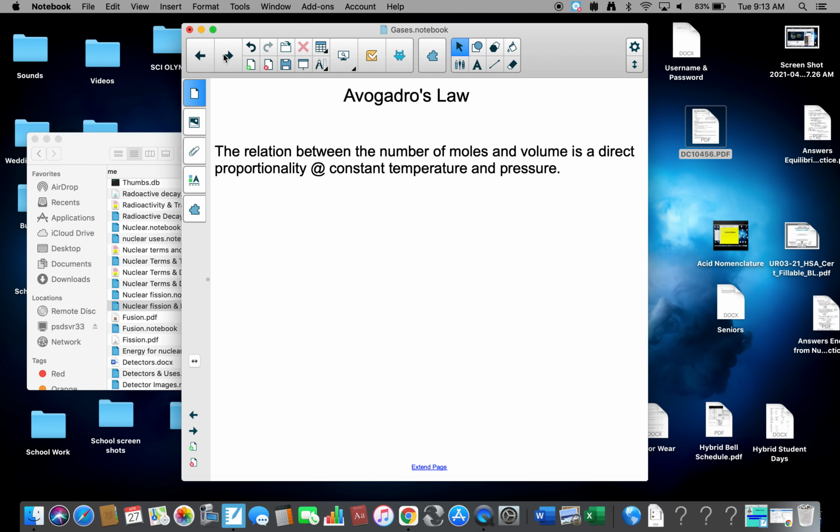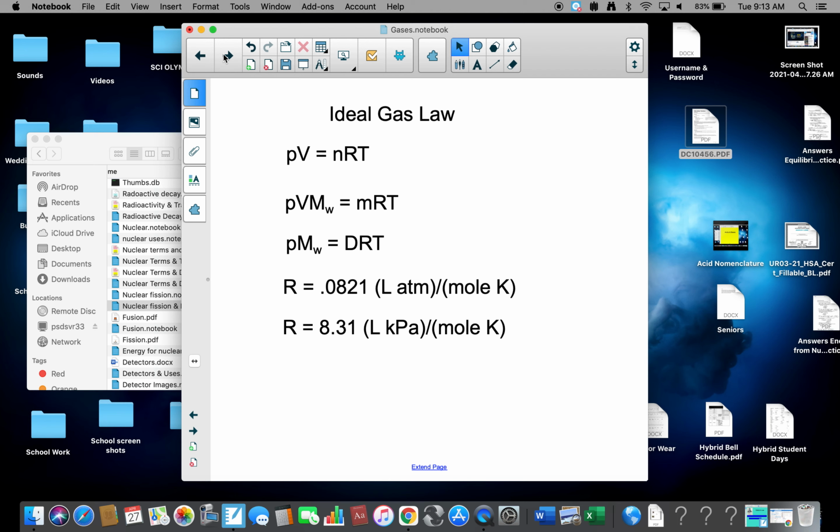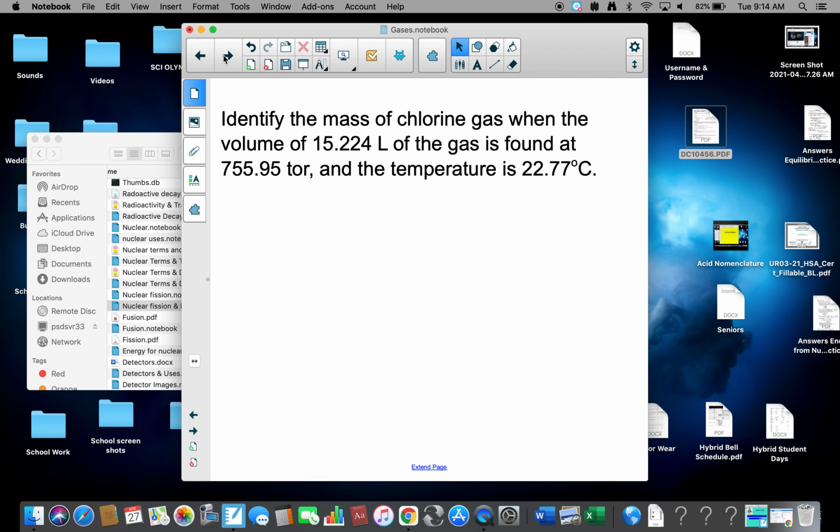We can then incorporate that to get the ideal gas equation, which is either PV equals nRT, PV equals (m/MW)RT, or P MW equals DRT, where R is either 0.0821 liters atmospheres per mole Kelvin, or R is 8.31 liters kilopascals per mole Kelvin. Okay, we'll do this one in class.